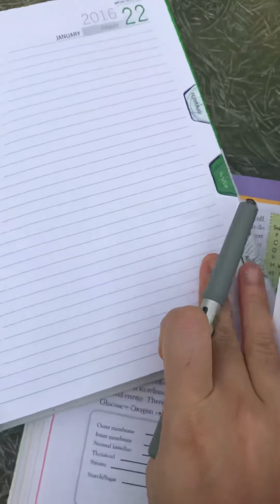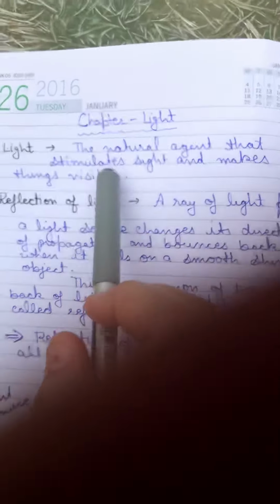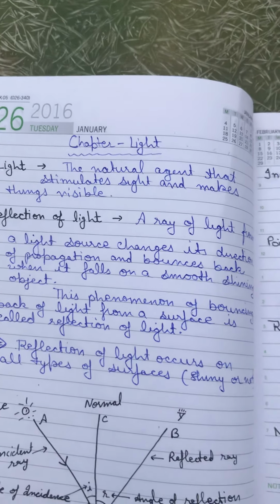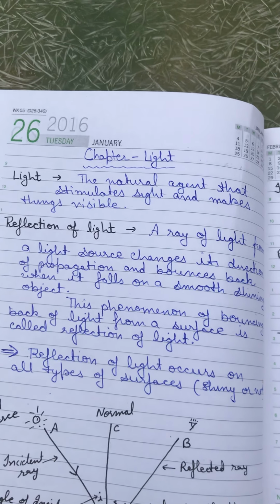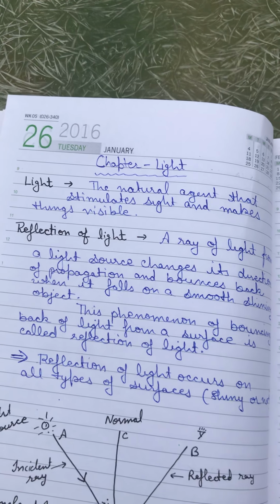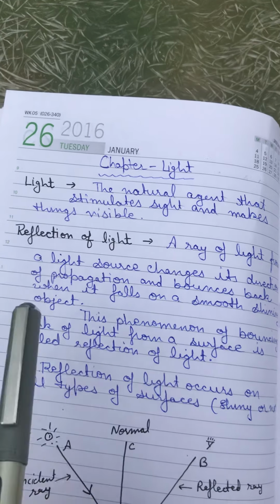And now the next chapter is light. What is light? Light is a natural agent that stimulates sight and makes things visible. That is known as light, or that is one definition of light.